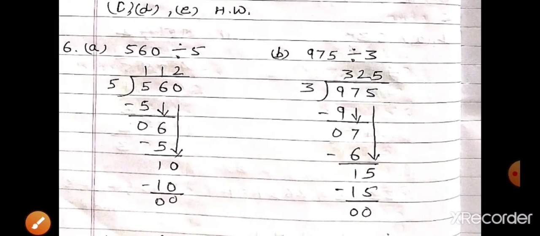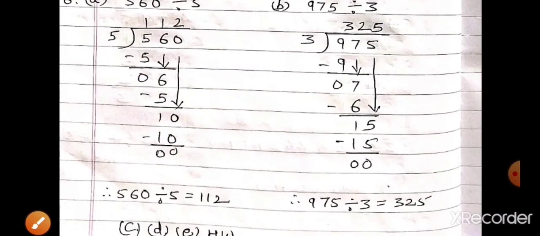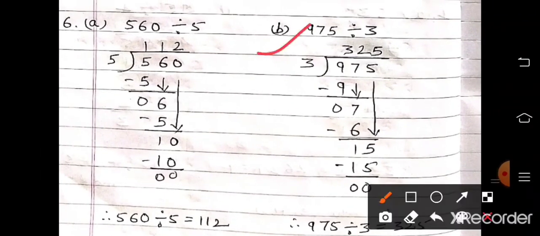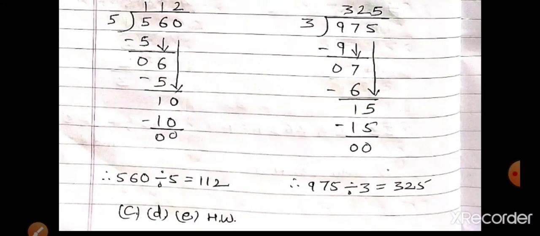Now question number 6. A part 560 divided by 5. So divide like this. First 5 1s are 5. Subtract 0. Now bring down 6 here. Now 5 1s are 5 again. Subtract 1. Now bring down 0 here. Now 5 2s are 10. Subtract 0, 0. So here quotient is 112 and the remainder is 0. Okay, so like this you have to do B part also. Okay, and C, D, E is your homework.